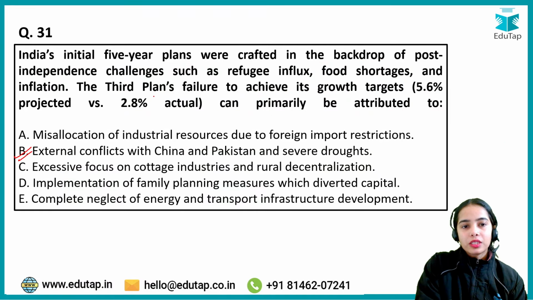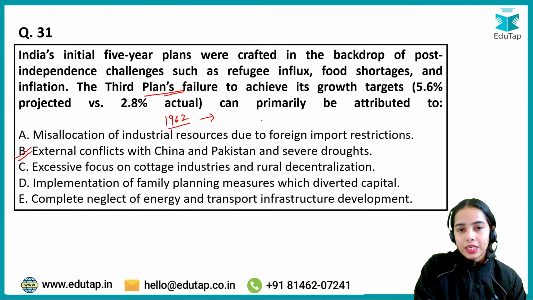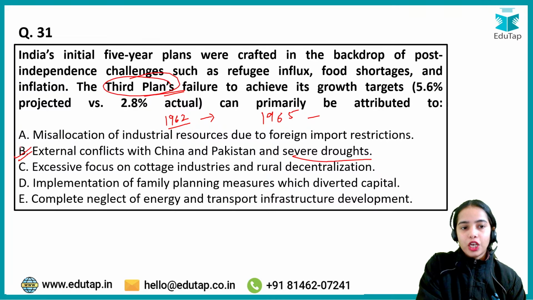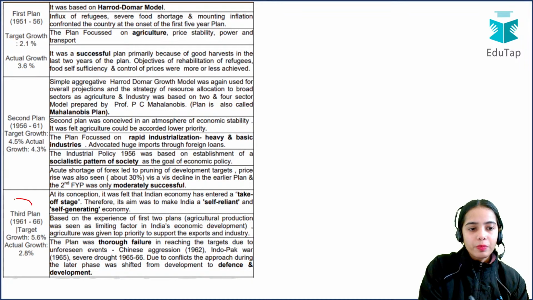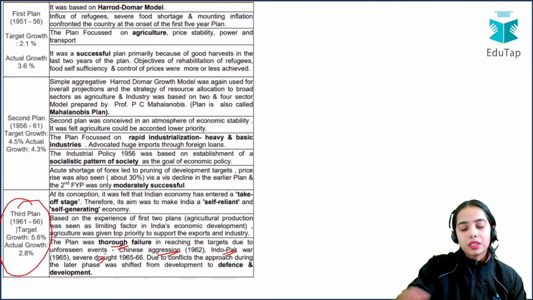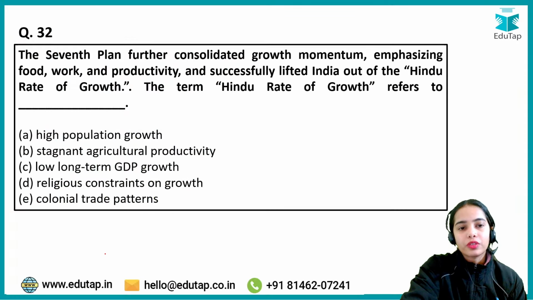External conflicts. During the third 5-year plan, in 1962, there was Chinese aggression. In 1965, there was the Indo-Pak war, and severe droughts also came during the third 5-year plan. So external conflicts and severe droughts led to the failure of the third 5-year plan. It was a thorough failure because of the Chinese aggression, the Indo-Pak war, and the severe droughts in India.